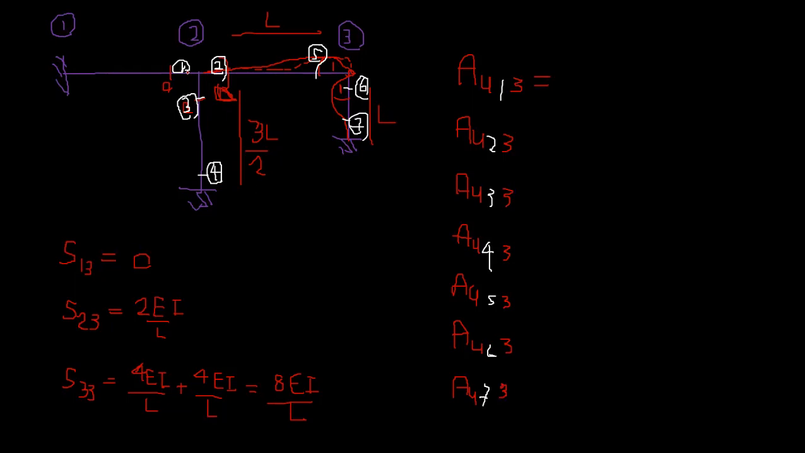Right. First coordinate, nothing happens. It's 0, right? Second, 2EI over L. Third, nothing happens, 0. Fourth, nothing happens, 0. Fifth, 4EI over L. Right. Sixth, 4EI over L. Seventh, they are going to be, if it is 4EI over L, this is 2EI over L.